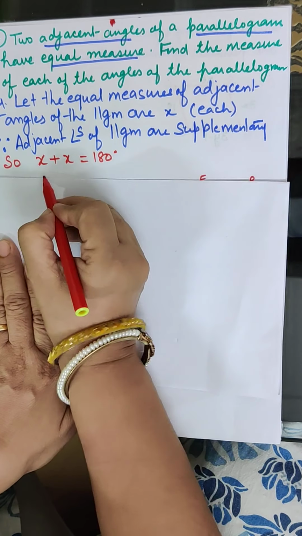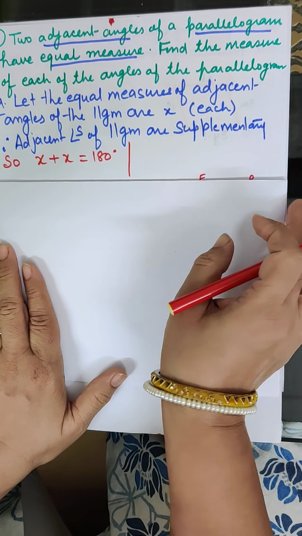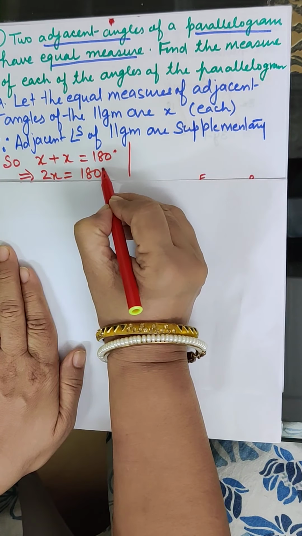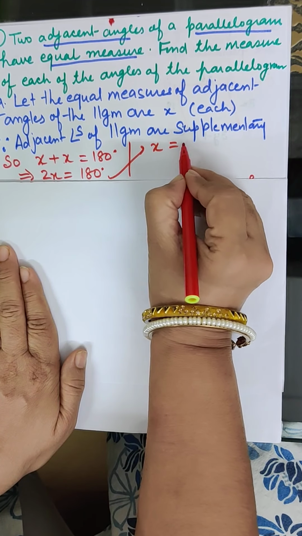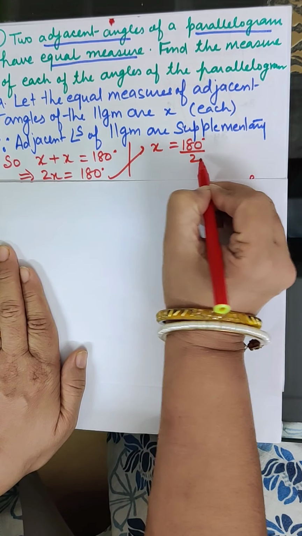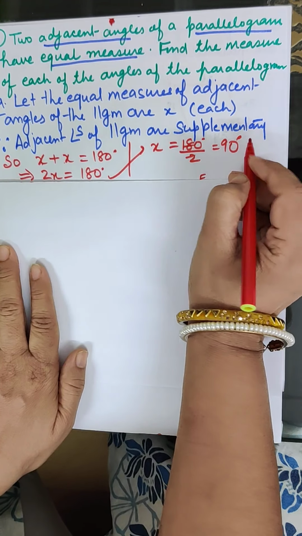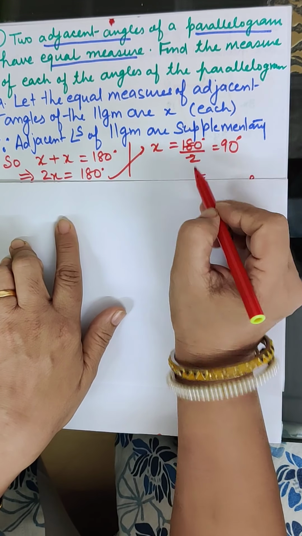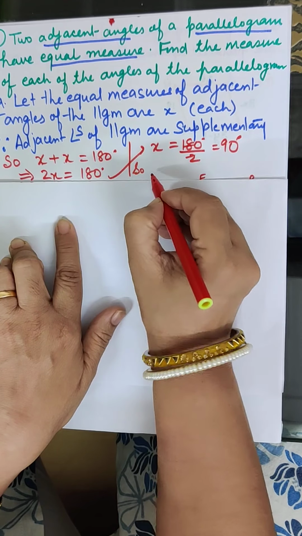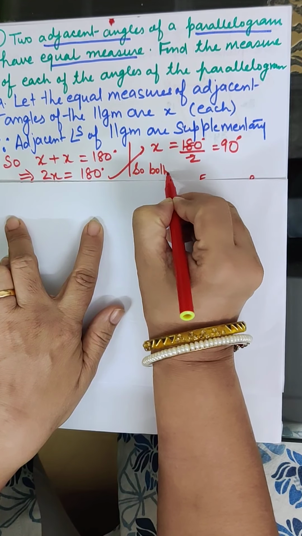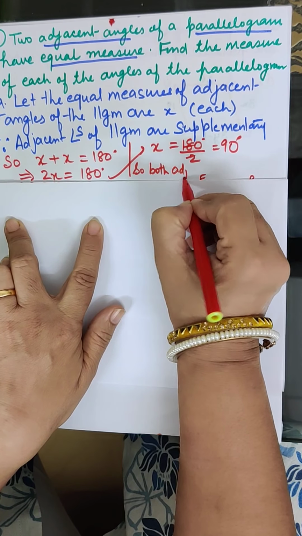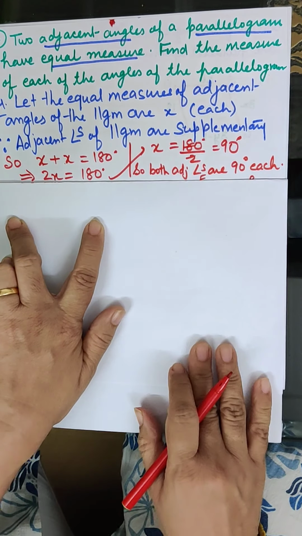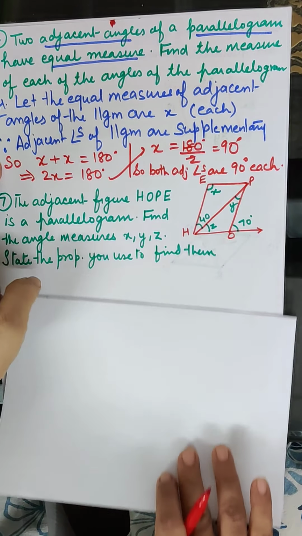Okay, now this implies that x plus x, that means 2x, is equal to 180 degrees. So x is equal to what? 180 upon 2. This is equal to 90 degrees. So therefore the equal measures of adjacent angles of the parallelogram are 90 degrees each. So both adjacent angles are 90 degrees each. Is this clear? Now coming to question number 7.